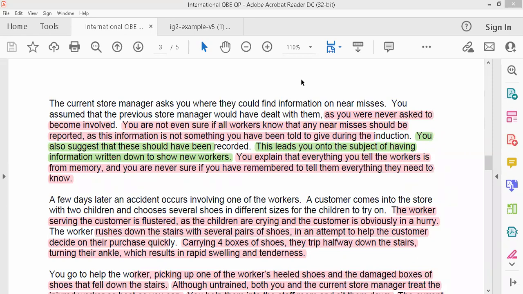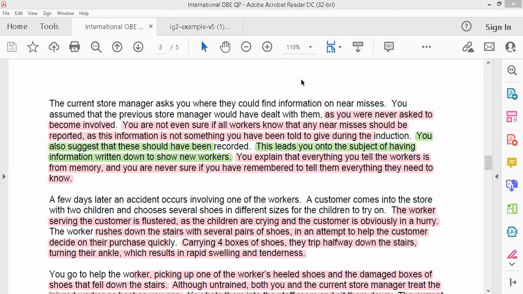You also suggest that these near misses should have been recorded. You suggested it to the managers, but in reality they don't have any records. This leads you on to the subject of having information written down to show new workers, because if the previous manager had recorded all the near misses, the induction that you are giving to the workers would be adequate. But unfortunately, there was no recorded information about these near misses.